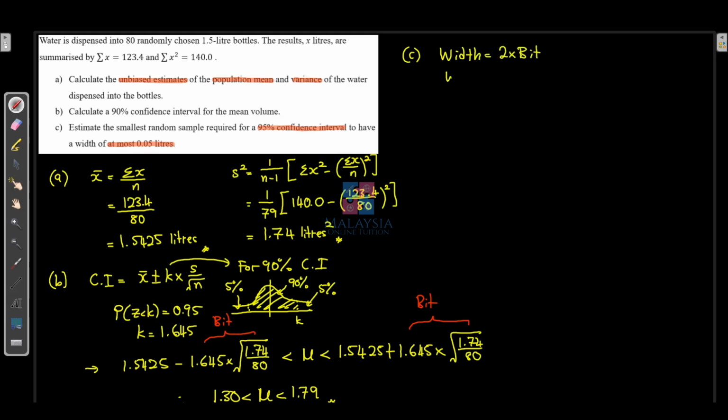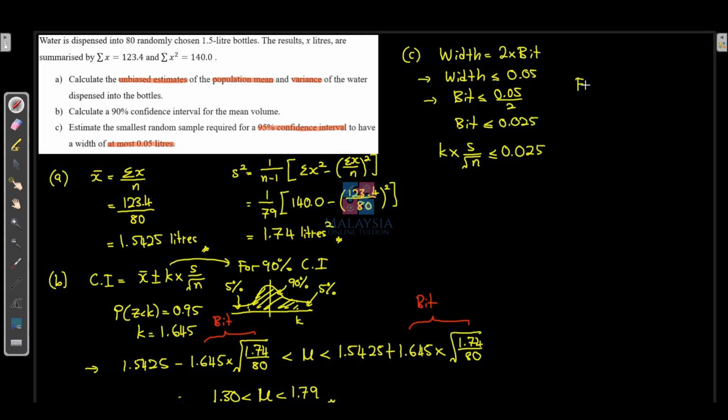Since we want the width to be at most, meaning maximum, width is less than or equals to 0.05. So the bit is going to be less than or equals to 0.05 divided by 2. So we want our bit to be less than or equals to 0.025. We already know the formula for bit, I've shown you in part B. So we have K times S over square root N less than or equals to 0.025. For the value of K, we have to find a new one because we are using a 95% confidence interval. And later we can find the value of N, which is what we want.